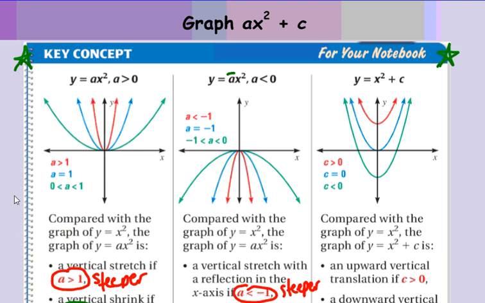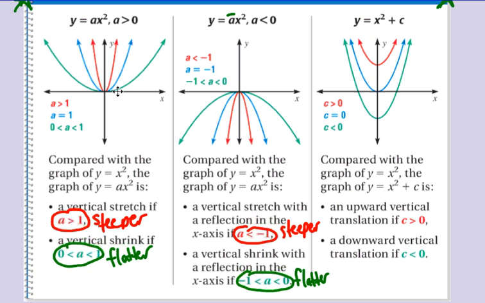So in general, this is what you can say. A affects the steepness. We call it a vertical stretch. If A is bigger than 1, it makes it steeper. If A is in between 0 and 1, it makes it flatter. If A goes negative, it'll open it upside down. If bigger than -1, steeper. In between -1 and 0, still flatter, just upside down. What does C do? C is what we call a translation. Translation means to move, so it moves it up and down.